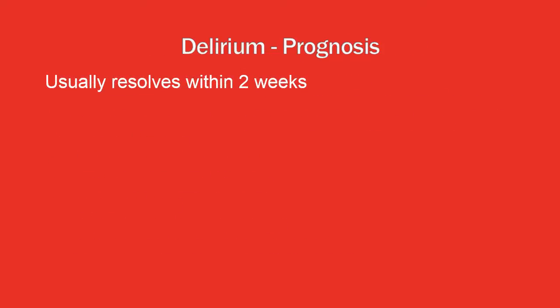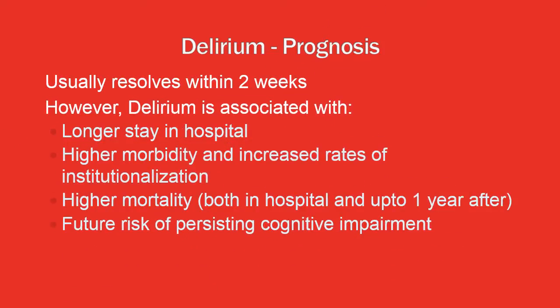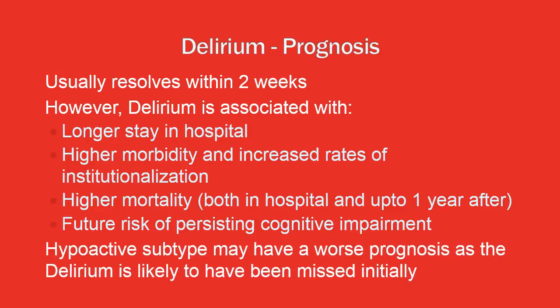Delirium usually resolves within 2 weeks. However, when compared to patients who do not develop delirium, patients who have developed delirium experience longer stay in hospital, higher morbidity and increased rates of institutionalization, and higher mortality both in hospital and up to 1 year after discharge. And there is also, as mentioned earlier, a future risk of persisting cognitive impairment. Hypoactive subtype of delirium may have a worse prognosis, as the delirium is likely to be missed initially.